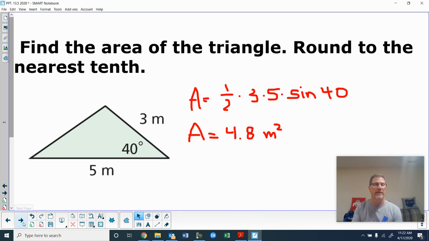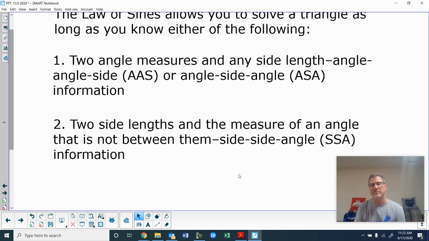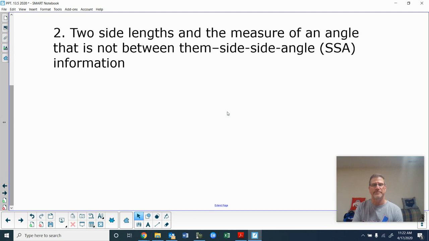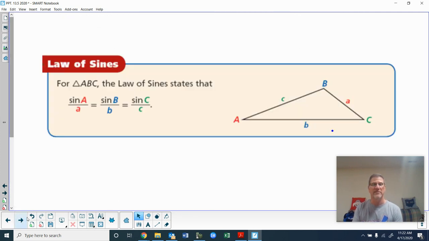Pretty easy. The law of sines allows you to solve a triangle as long as you know either of the following: two angle measures and any side length, angle, angle, side, or angle, side, angle. Two side lengths and the measure of an angle that is not between them, which is called side, side, angle. So those three situations, angle, angle, side, angle, side, angle, or side, side, angle, we can use this law of sines. Again, it doesn't have to be a right triangle like we did last time.